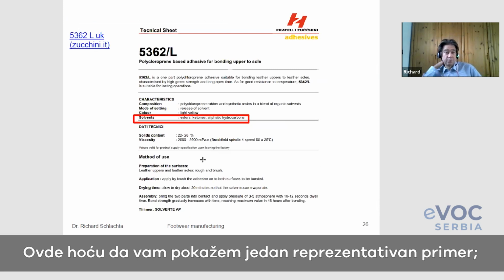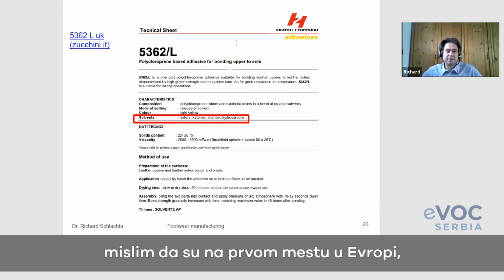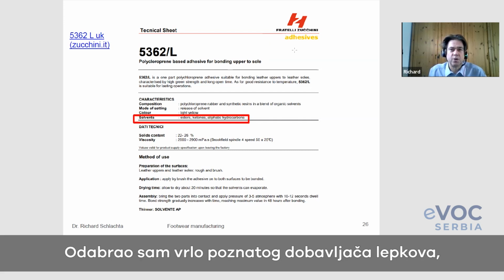Here I want to show you a representative glue. It is here from that company. I told you the Italians are very famous with footwear manufacturing. I think Italy is footwear manufacturer number one here in Europe. And they have many companies who are very famous, of course, for the materials and for the components and for the glues and adhesives. So that's the reason I've chosen here one supplier of adhesives, very famous one, I think.